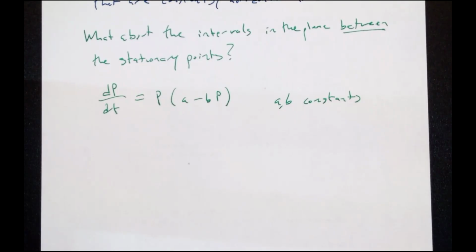But the right-hand side contains no T. It's only P and constants. So that makes this autonomous. It's only going to depend on the P value as to how my system behaves, not on the T value. So my left-right motion doesn't matter, only my up-down motion matters. What are the equilibrium solutions for this differential equation?